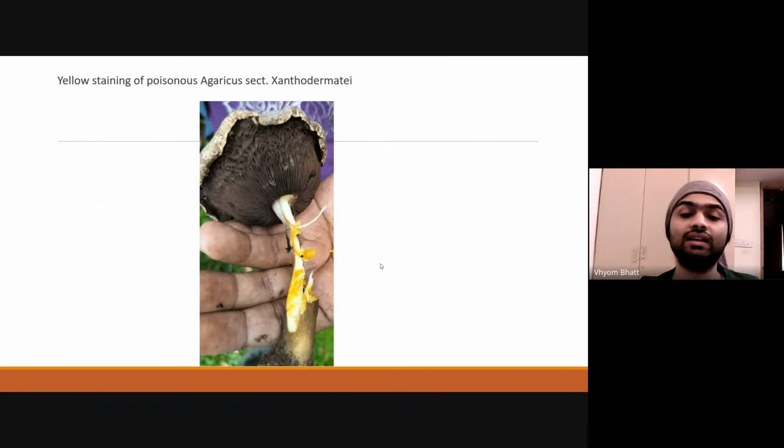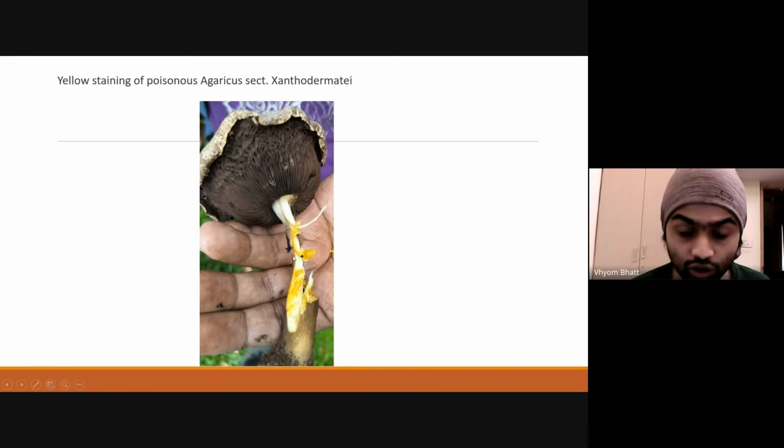Then the Agaricus bisporus, the button mushroom, is a very common edible that we all know of. But there are other Agaricus which are also non-edible. So the section Xanthodermati, which I talked about as having double annulus, if you hurt them, you will see this yellow color secretion, sort of bruising coming out. If it is getting yellow, it is a poisonous Agaricus.